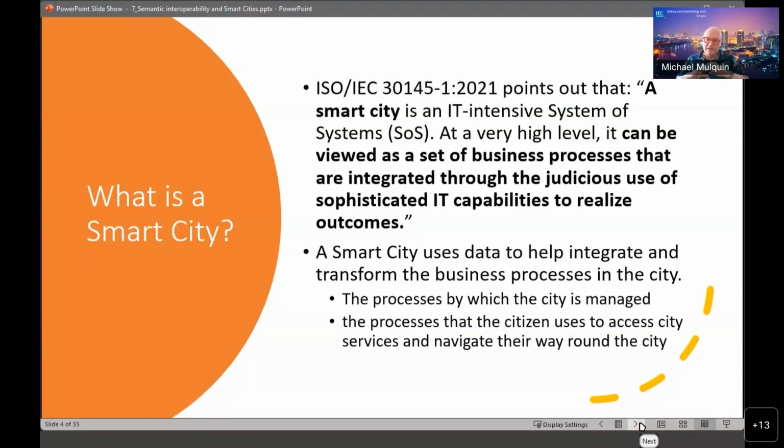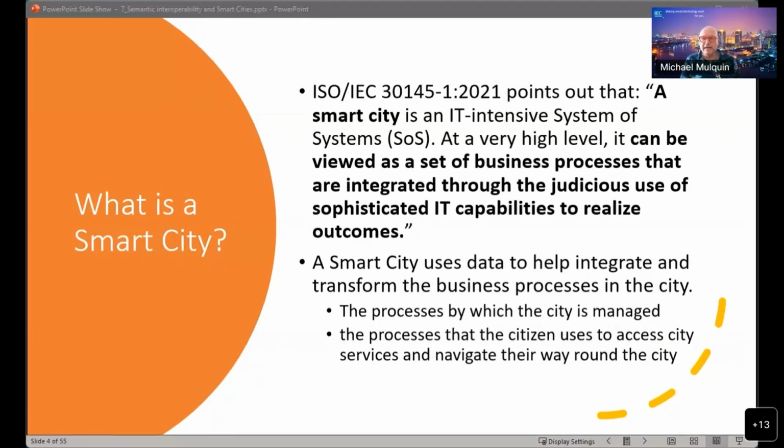That's not just the processes internally, if you like, where the different people responsible for the different city systems use data to help manage that particular system, but it's also about how a smart city can enable the citizen to access city services and navigate their way around the city in a much better, in a transformational way. Next slide.